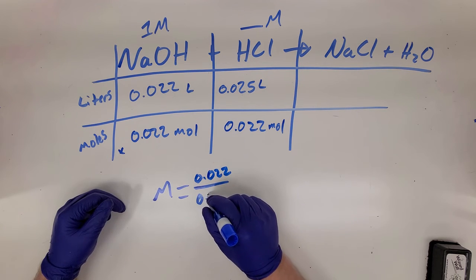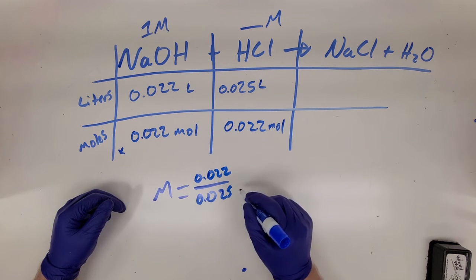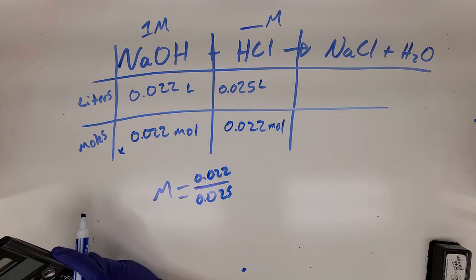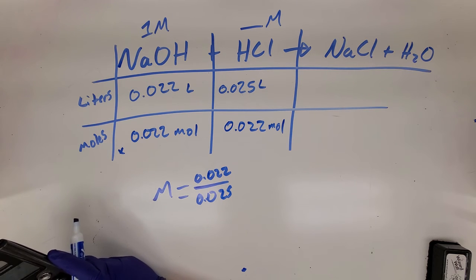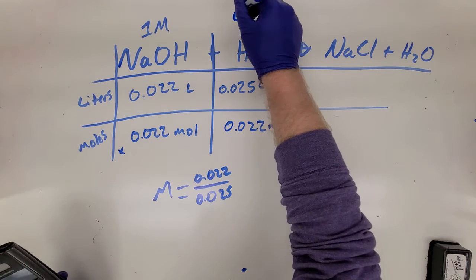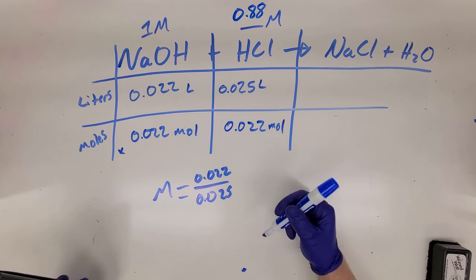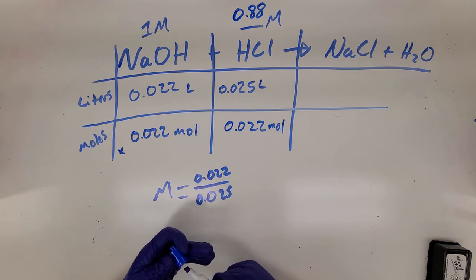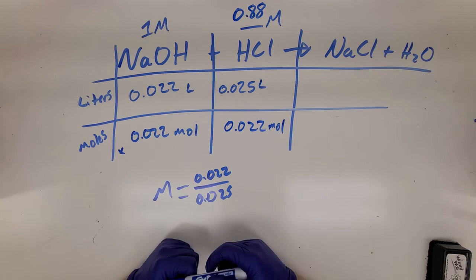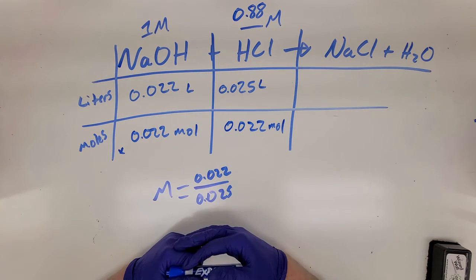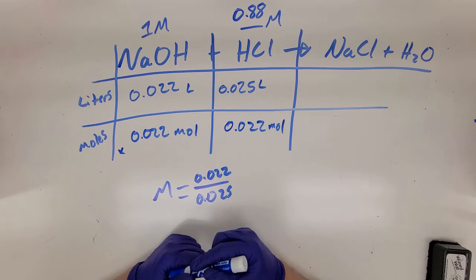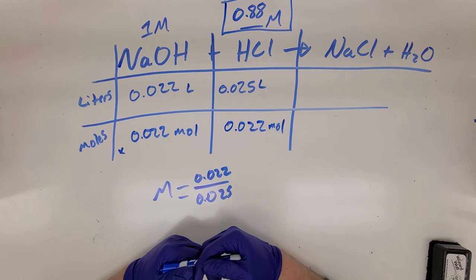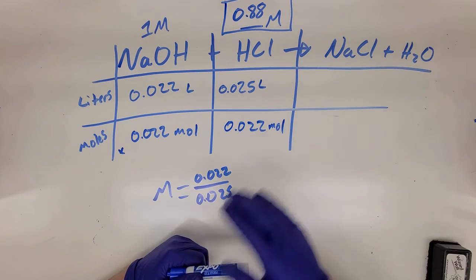0.022 over 0.025, and then calculator that. And that comes out to 0.88 molarity, give or take, depending on sources of error and significant figures. I only roughly measured that, but this is good enough for what we do. And we don't care about that stuff.